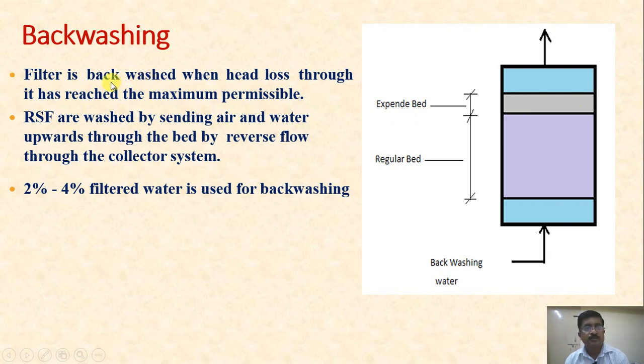So the filter is backwashed when the head loss through it has reached a maximum permissible. So what is head loss and how can we understand that it has reached the maximum permissible, that we are going to see, right? Rapid sand filters are washed by sending air and water upwards through the bed by the reverse flow through the collector system. That also we have seen. Then 2% to 4% of filtered water is used for backwashing. So filtered water can also be used for the backwashing purpose, so that the clear water supply becomes very easy.